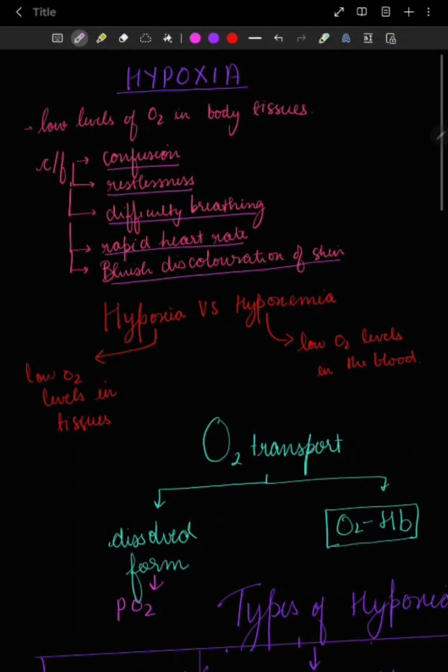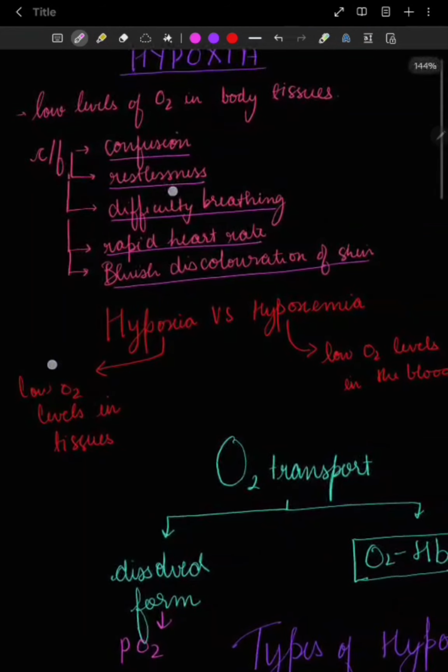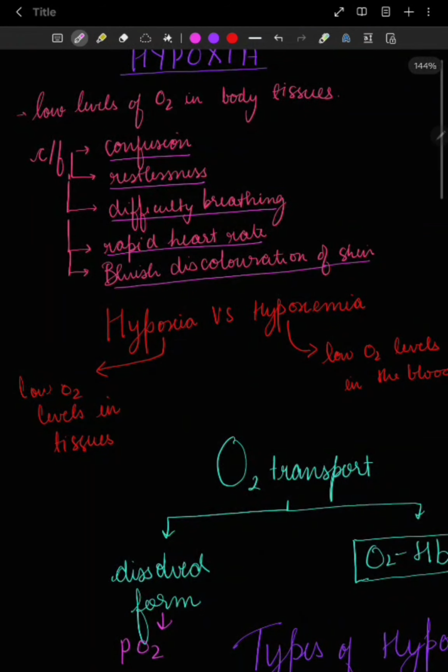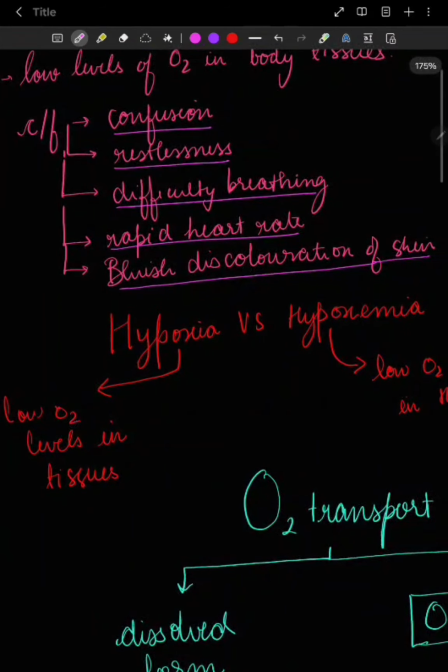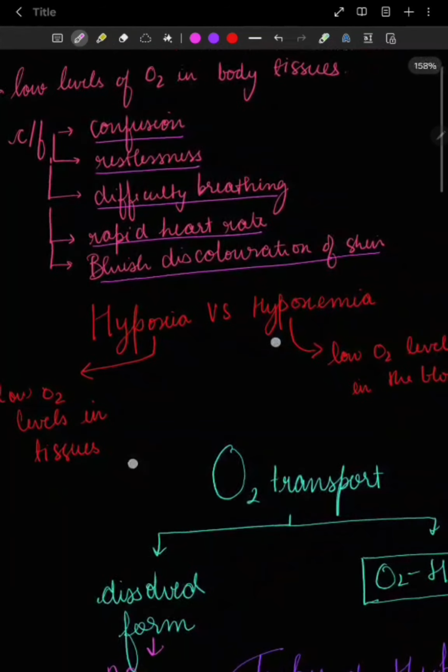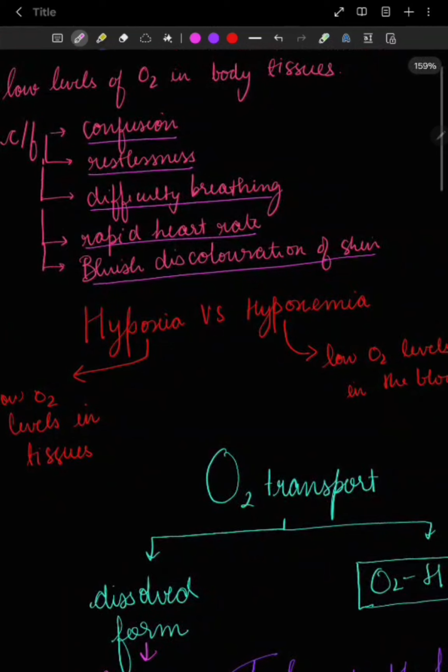We are going to study the topic hypoxia. What is hypoxia? It is the low levels of oxygen in the body tissue. The patient will present with chief complaints of confusion, restlessness, difficulty in breathing, rapid heart rate, and bluish discoloration of the skin. So, hypoxia is when the tissue of your body doesn't have enough oxygen.